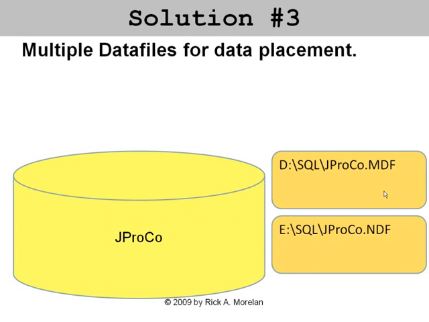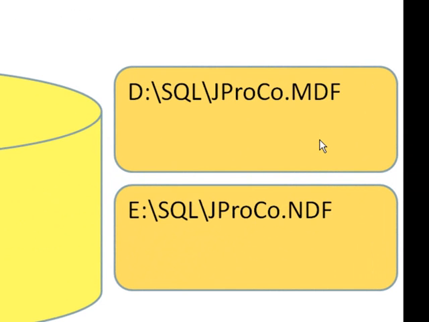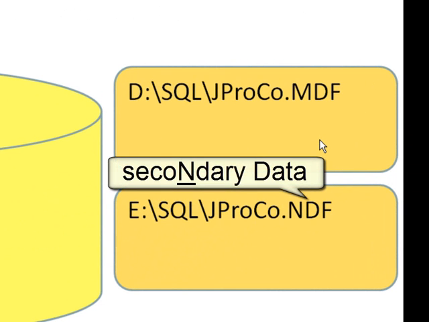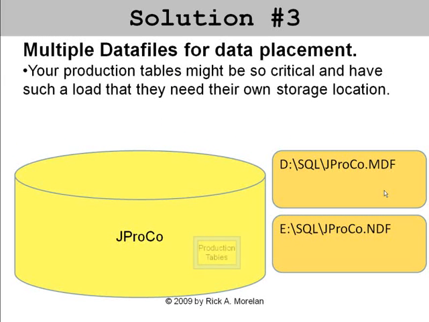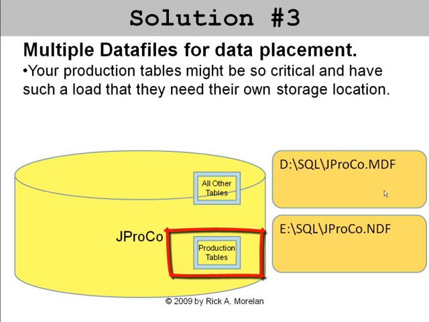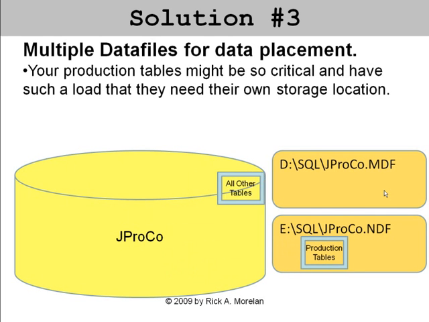Let's say you've done this. D drive has your MDF, and it's just not big enough, or it's just not fast enough. You can create, in addition to your main data file, a secondary data file, and split where the storage takes place. Now, let's say you figured out that your production tables take up about 50% of the load, and all the other tables combined take up the other 50%. You can elect to have the production tables go in your secondary data file, and all other tables, reporting tables, lookup tables, they can go in the D drive on the main data file.